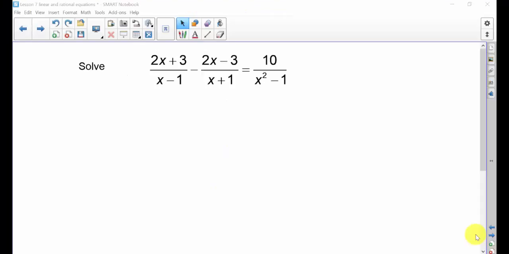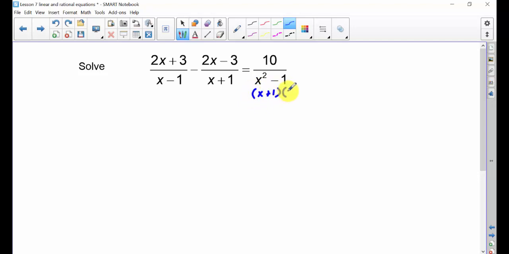So this last example is very similar to the previous one, except for the fact we're going to have to do a little factoring first. So we'll take this denominator to the right, factor that into x plus 1 times x minus 1. The LCD in this case is x plus 1, x minus 1. So I'm going to multiply that to both sides of the equation. You'll notice the x minus 1 reduces here.